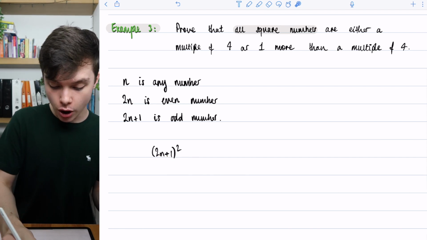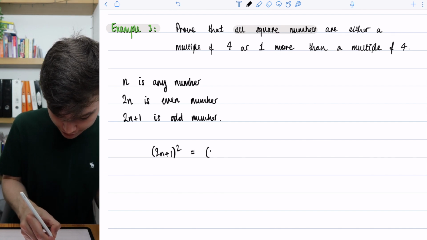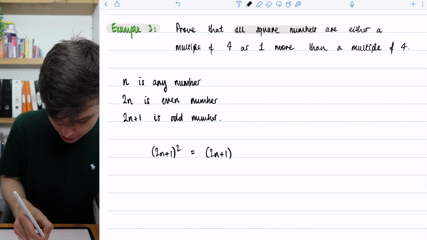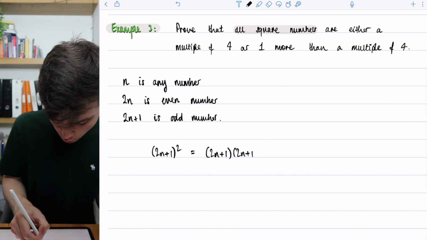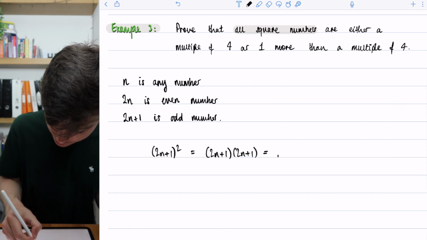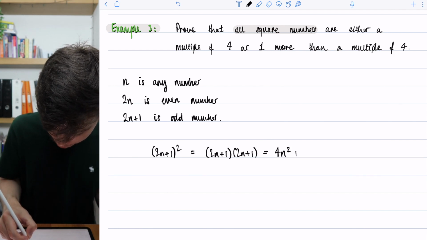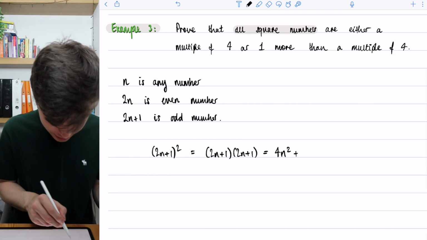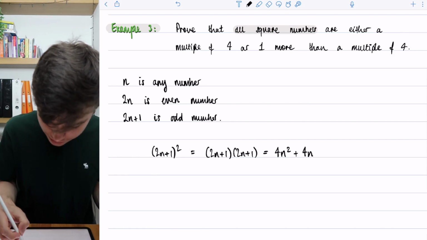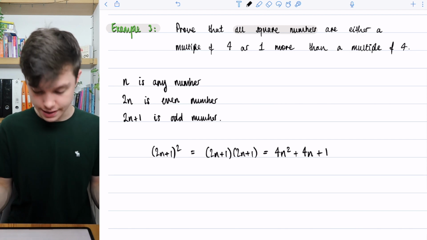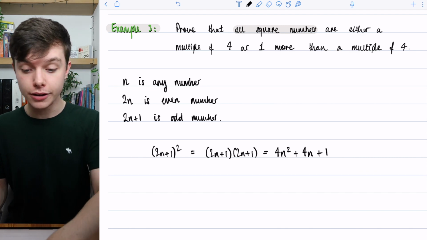So square it, all we're doing is expanding the brackets. We've got 2n plus 1 times 2n plus 1. And I get from that 4n squared plus 4n plus 1. Yes, it is. That's what I get when I expand the bracket.